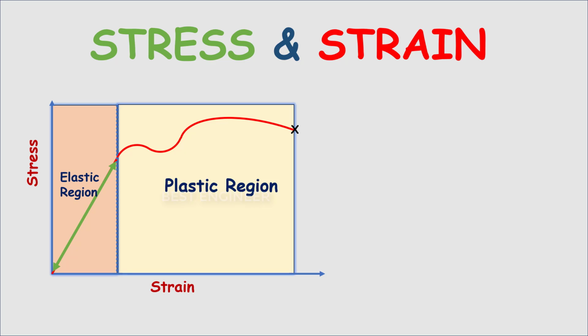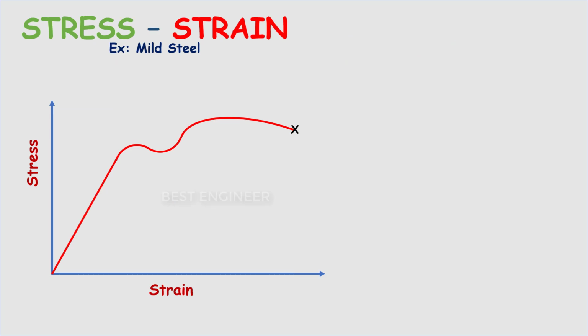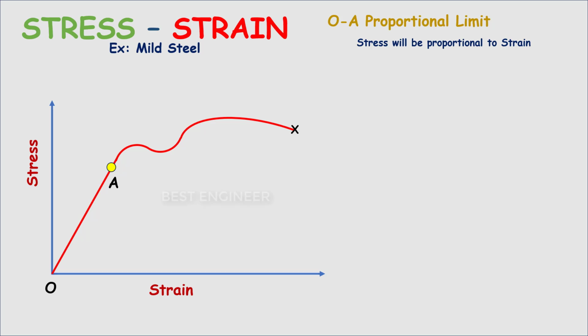Now let us see the behavior of material in relation to stress and strain. The material chosen for understanding is mild steel. Let's have the stress on the y-axis and strain on the x-axis. The stress-strain curve for the mild steel material will be like this. The first region from O to A is called the proportional limit. Stress will be proportional to the strain.